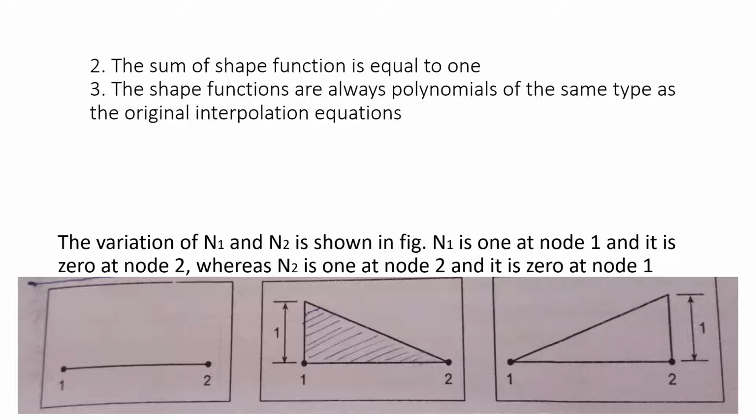Then the second characteristic: the sum of shape functions is equal to 1 at a point. For example, we know that at point number 1, N1 plus N2 equal to 1 because N1 equal to 1 and N2 equal to 0. And at point number 2, N1 plus N2 equal to 1 because N1 equal to 0 at that point and N2 equal to 1. And at any point in between 1 and 2, N1 plus N2 equal to 1. So at all points, N1 plus N2 equal to 1. That is the second characteristic. Then the third characteristic is that the shape functions are always polynomials.